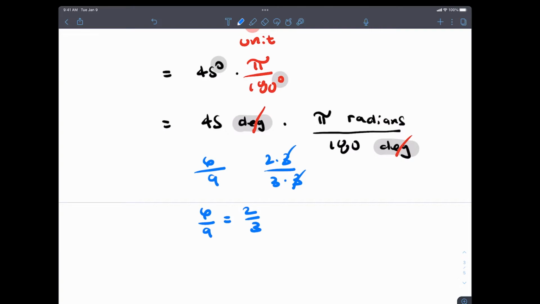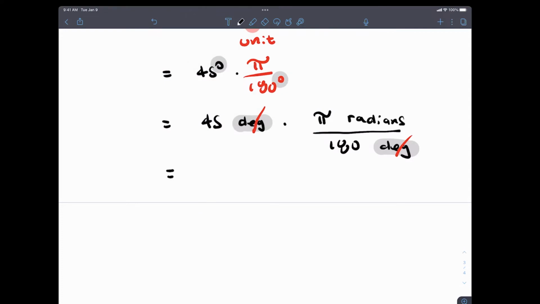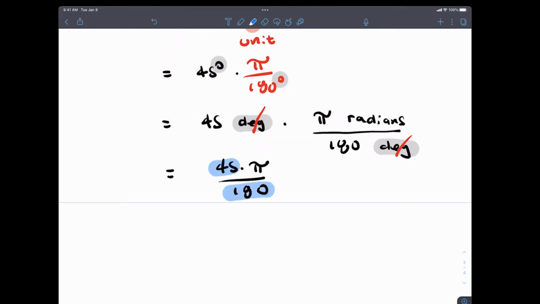That's a big deal. So in other words, you want to get used to that because you're going to see more of that. People who get good at science know this stuff. They go, yeah, cancel your degrees and degrees. And what are you left with? 45 times pi over what? 180. Now be careful. What you now need to focus on doing is simplifying the what? The numbers.